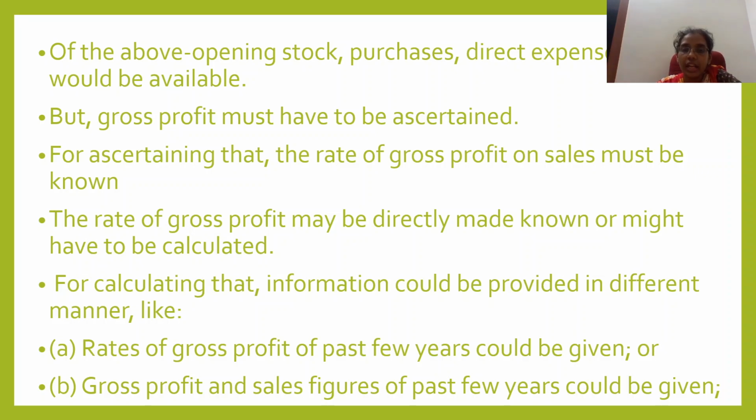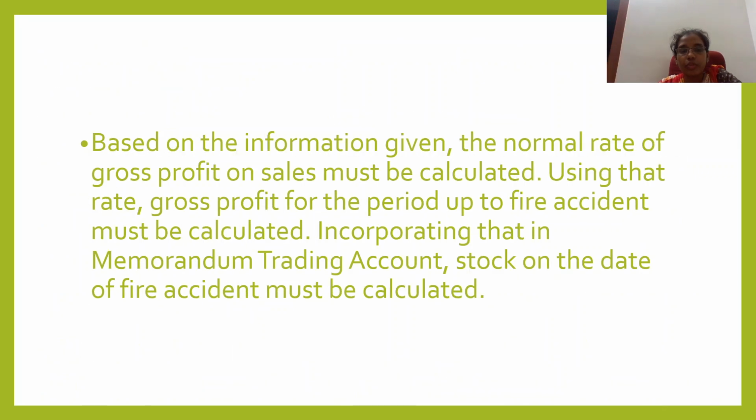For ascertaining that, the rate of gross profit on sales must be known. The rate of gross profit may be directly made known or might have to be calculated. For calculating that, the information could be provided in a manner like the rate of gross profit of the past few years could be given, or the gross profit and the sales figures of the past few years could be given. From that, we can find the gross profit rate and find the gross profit for the current year.